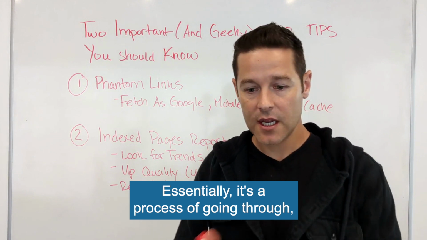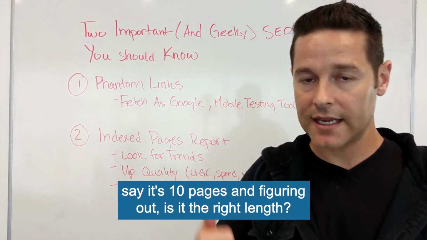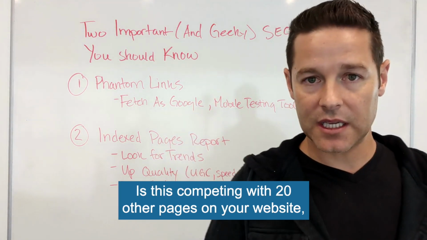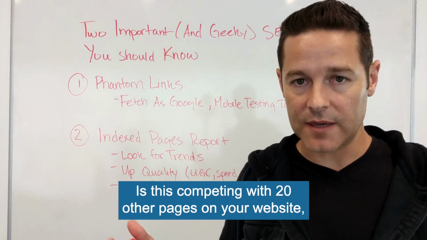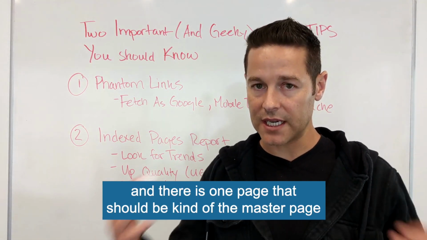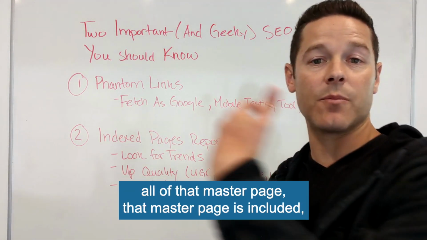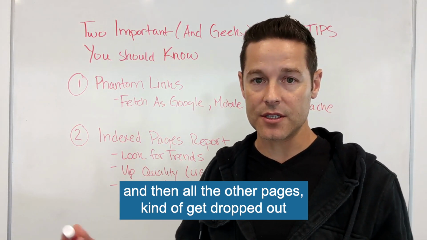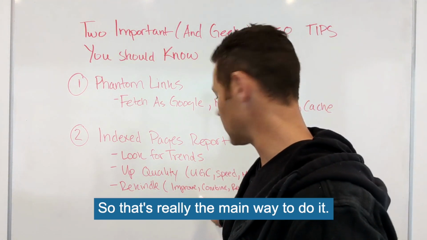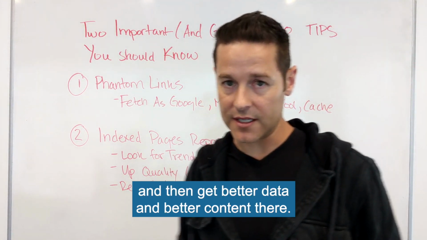Essentially, it's a process of going through, say it's 10 pages, and figuring out, is it the right length? Is everything technically correct? Is it high quality content? Is this competing with 20 other pages on your website, and some are better than others? If it is competing and there is one page that should be the master page out of 2 or 3 or 4, redirect all to that master page so that master page is included, and all the other pages get dropped out, and you consolidate into one area. So that's really the main way to do it. You want to improve, combine, refine, and then get better data and better content there.